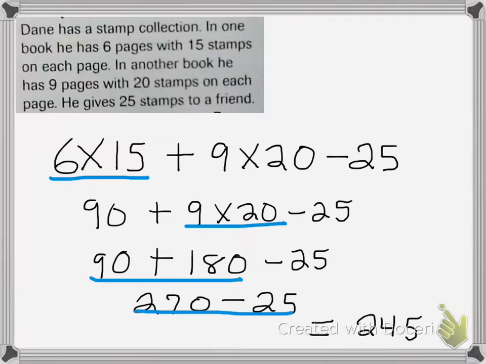Here are the steps you should have taken in solving this problem. First, do 6 times 15. Rewrite the problem with that product. Then complete 9 times 20 and recopy the problem with that product. Then add 90 and 180 and recopy minus 25. And then finally 270 minus 25 equals 245.